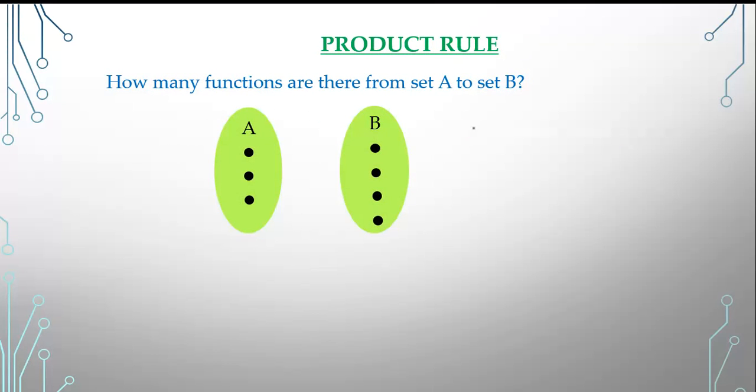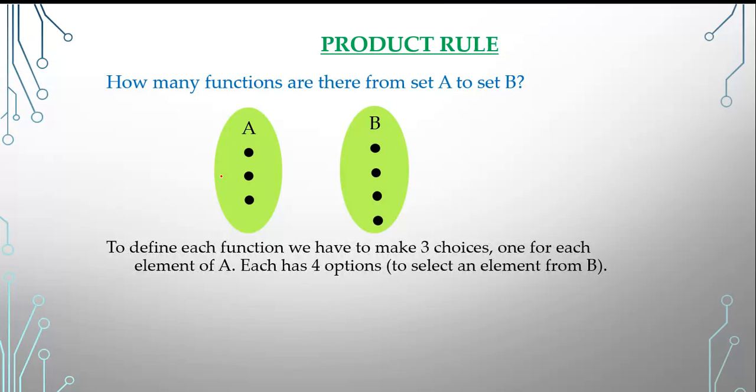So now come to the function. How many functions are there from A to B? If we talk about functions, and we have sets A and B, A has 3 elements and B has 4 elements. So how many functions can you form from this? If we talk about a function, it means that each element of the set A has an image, right? No element remains here which has no image.